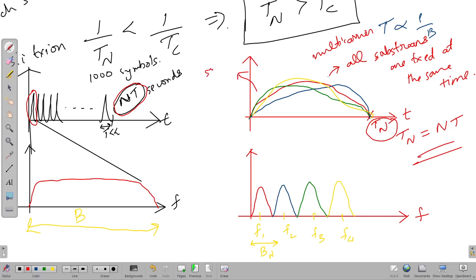The substreams get added with each other in time. As a result, in certain places, you have a lot of constructive interference. They add with each other.